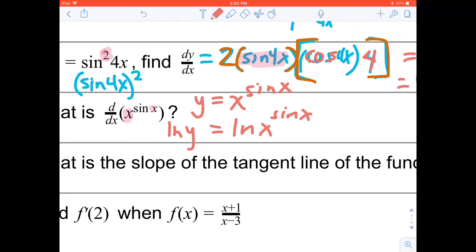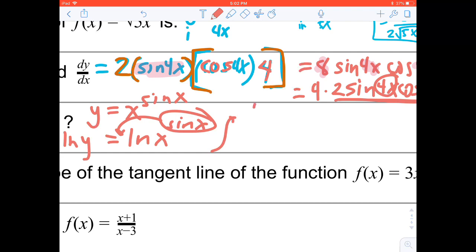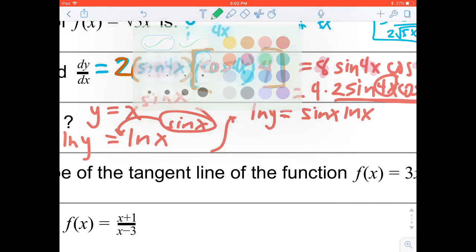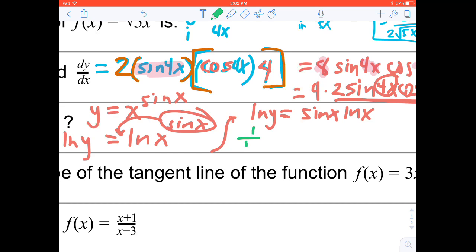And this is where our ln properties come in. This power gets to come out and multiply right in the front. So this becomes ln y equal to sine x times ln x. And now we can just take the derivative implicitly, so piece by piece. We have the derivative of ln y on this side. It's going to be 1 over y dy dx. On this side, it's a product rule, sine x times ln x.